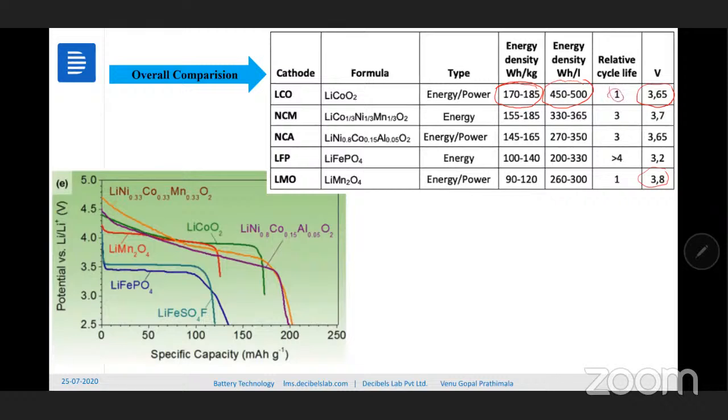less cycle life. Next one is nickel cobalt manganese. It is having less energy density compared with this, and though energy density is less, voltage is more compared to lithium cobalt oxide and NCA.